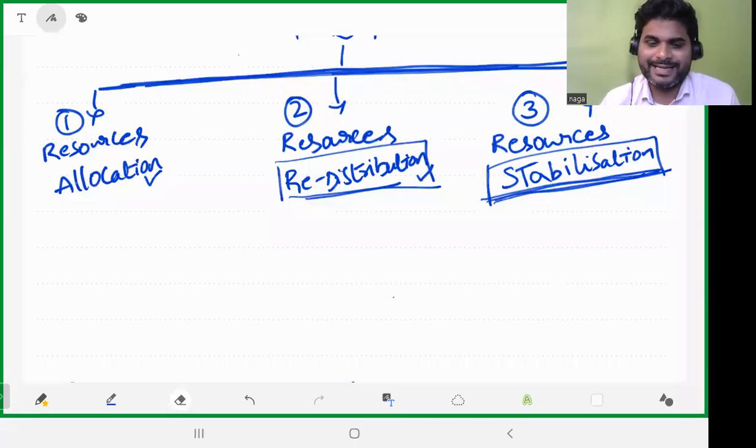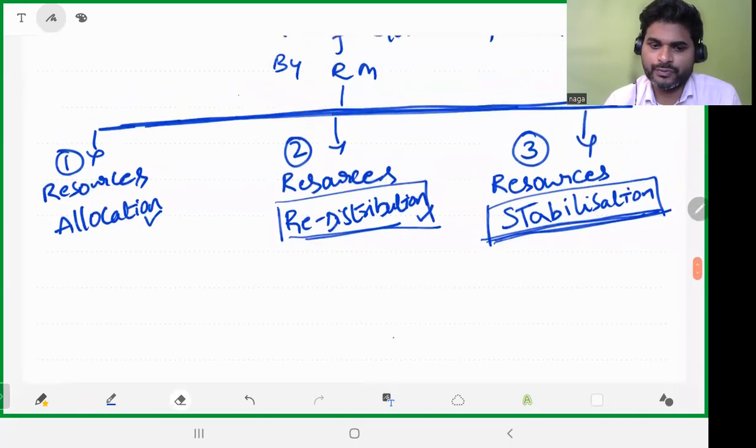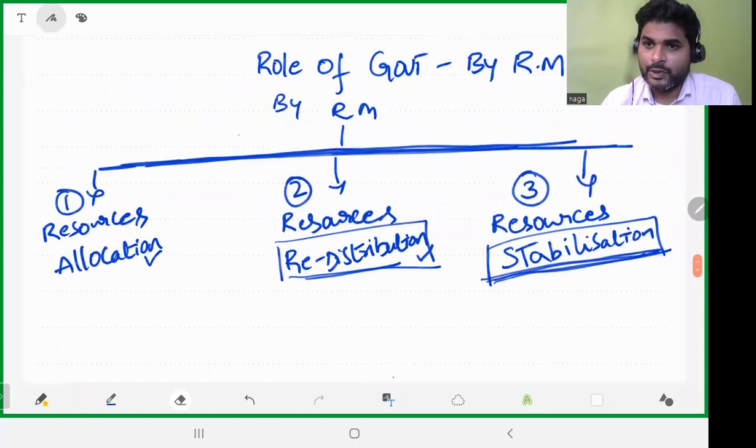Welcome, students. In the previous class, we studied fiscal functions and overview. I'll just summarize what we studied in the previous class in the fiscal functions overview, chapter 2, unit 1. In that, we studied different concepts and the role of the government in an economy.